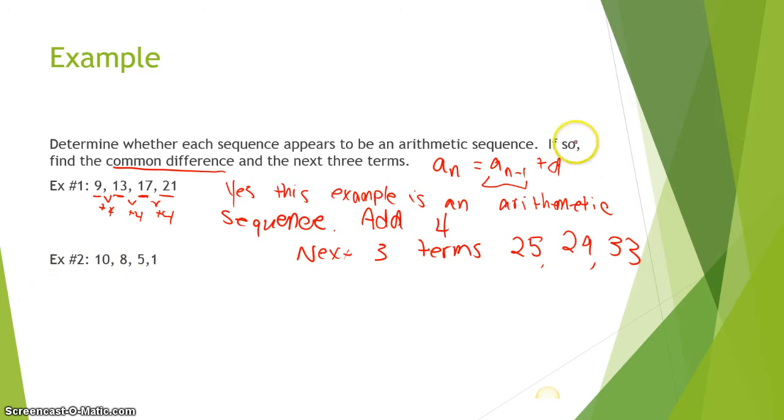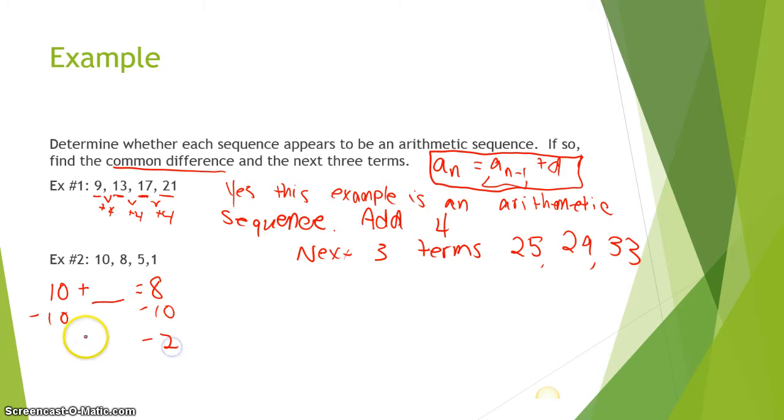So let's use this formula here, that a of n equals a of n minus 1 plus d, to determine if there's a pattern. Well, we have here 10 plus a number, we don't know what that would be, would equal the next term, which is 8. If I subtract 10 to each side, 8 minus 10 is going to give me negative 2. So we can call this a variable. So my variable x equals negative 2.